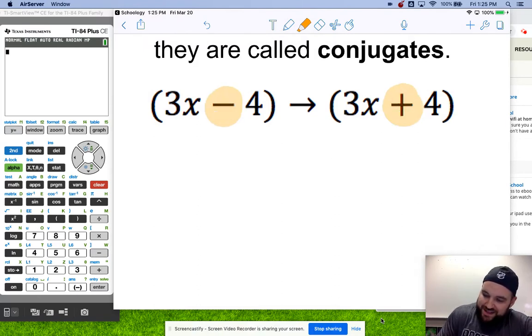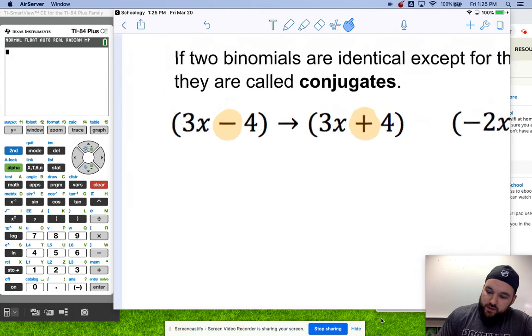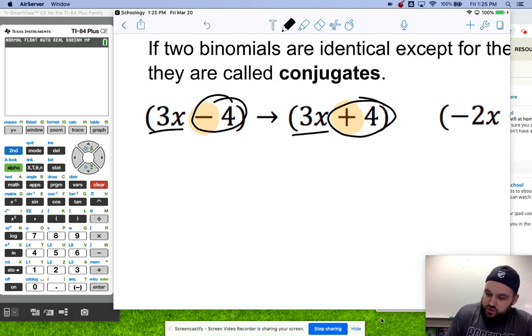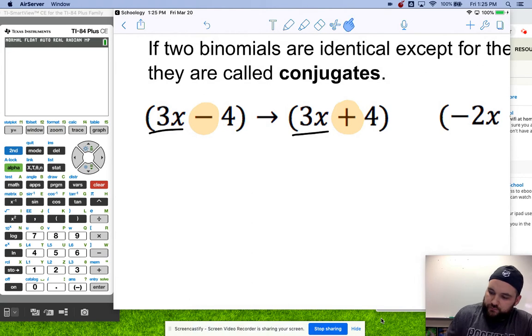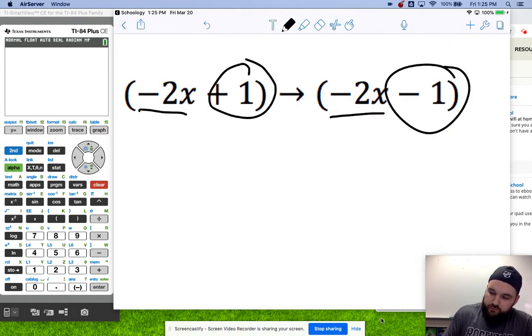What it means to be conjugates is that they're the exact same thing, except for the second term, where one of them is minus and one of them is plus. So if you see the word conjugate in math, it means the first term is identical, but the second term just switches from positive to negative. So the conjugate of negative 2x plus 1: keep the negative 2x, but switch the plus 1 to minus 1.